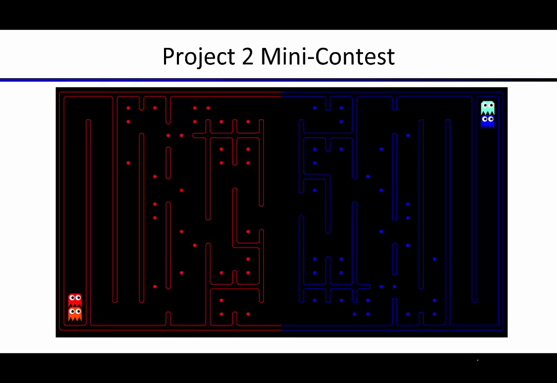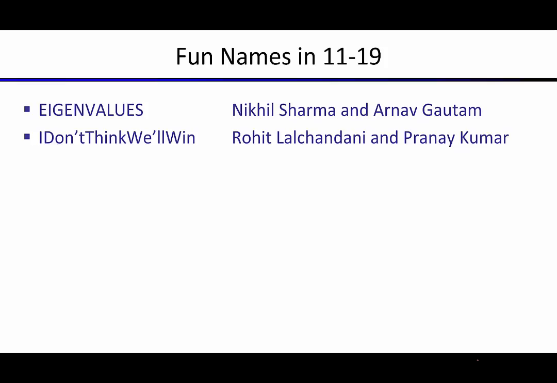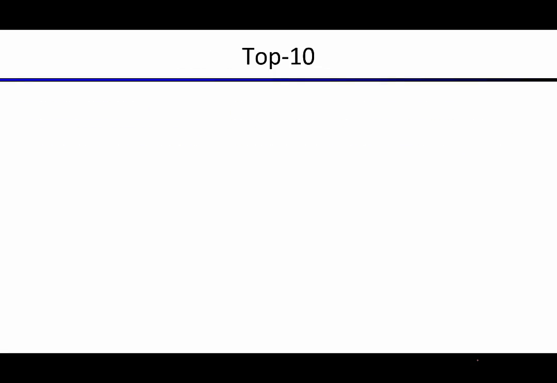Okay, so let's look at some fun names of teams participating in the competition. I don't think this team won. Eigenvalues is one thing. There's something related that allows you to do better, apparently. Let's look at the top 10.